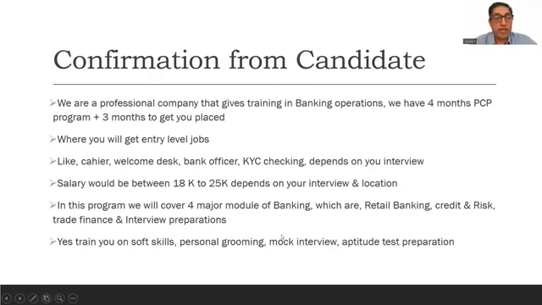Then confirmation of candidate. Okay, so then you have to tell, once you join our program, this program is for 4 months. In these 4 months, we will train you, and you can tell the names of the program. So we train you in retail banking, trade finance, credit and risk. Plus we will train you in interview preparations and CV building. Okay. After that, we also require 3 months to place you.